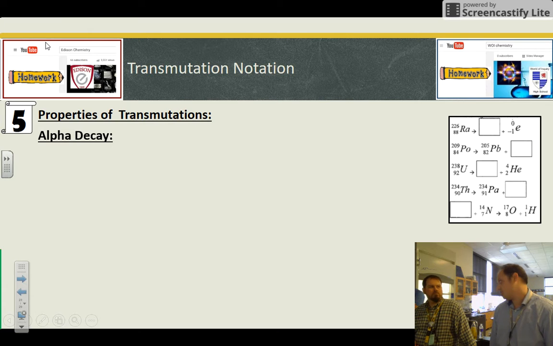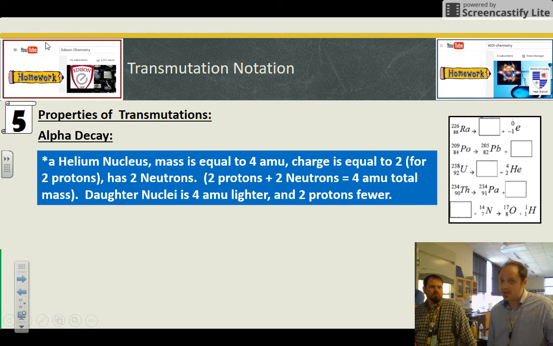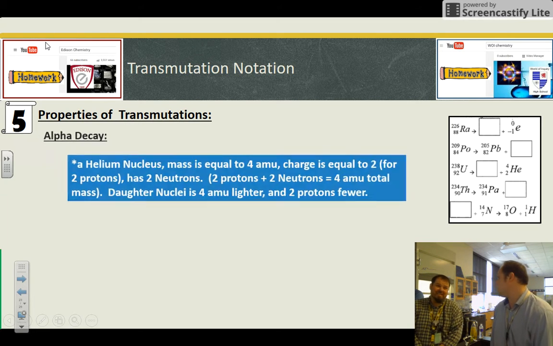And so the properties of transmutations are simple. Alpha decay. An alpha particle has a mass of 4 AMUs, a charge of positive 2. It is the nucleus of a helium atom stripped of all its electrons, traveling at extremely high energy, which is why we call it ionizing radiation. And so the daughters, when an alpha decay occurs, are always 4 AMUs lighter and 2 protons fewer. Simple enough.